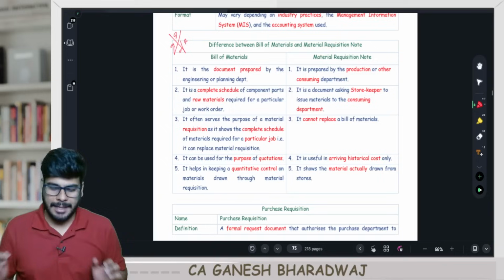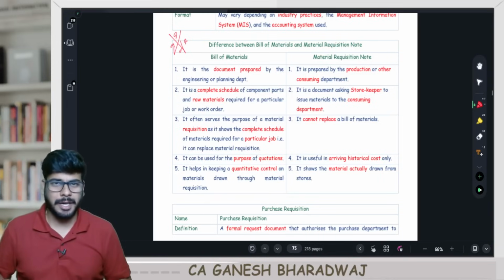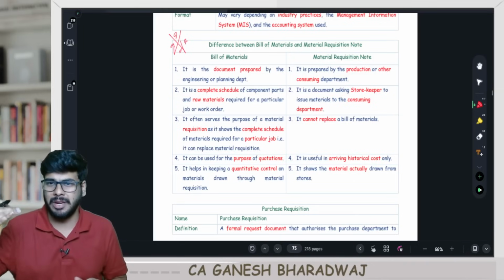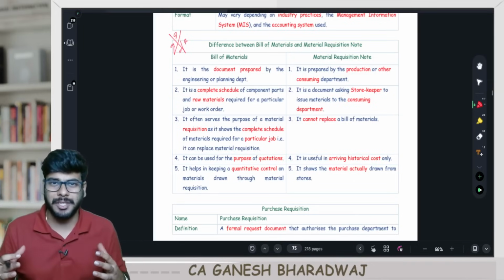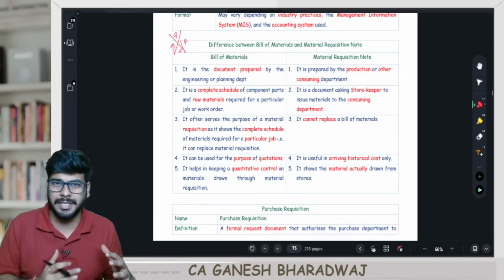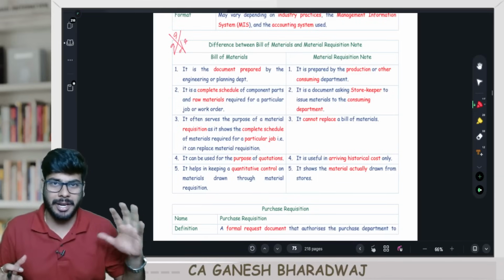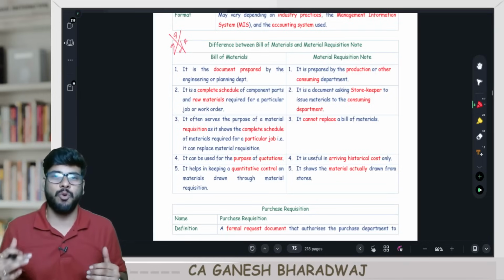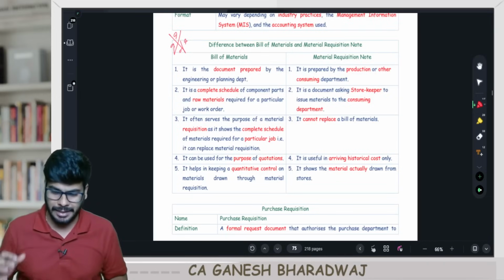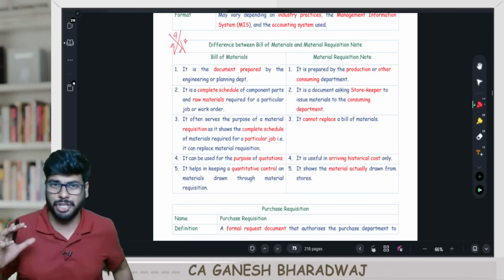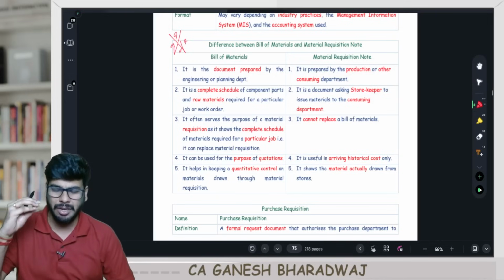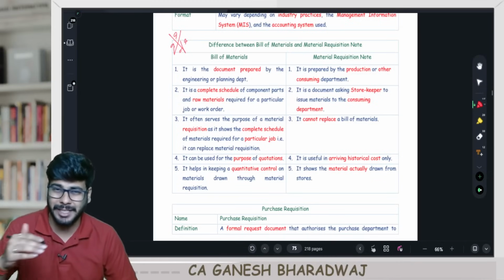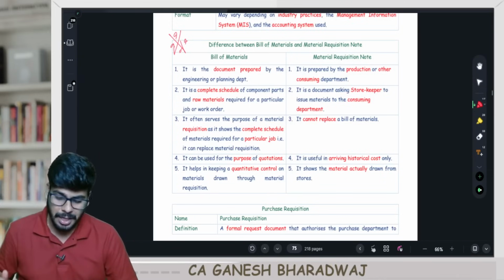Now in this chapter, material cost, there are a lot of formulas like EOQ. You have stock levels like reorder level, minimum level, maximum level. The logic for all these formulas I have already discussed during our regular batches as well as during our marathon. Here I'm going to focus more on the theoretical areas in this particular chapter, materials. Now I'm handpicking two of the most important areas where theory can generally come from this chapter.